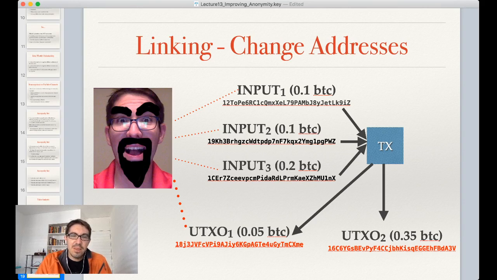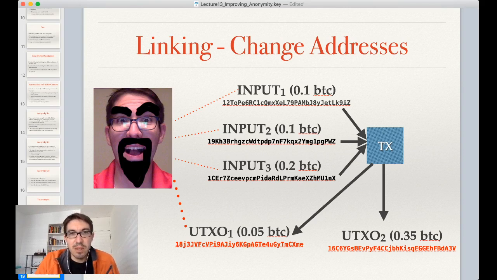A key thing here, a way that you can avoid that. So in the previous example, we were sending a transaction of 0.4 Bitcoin. And in this transaction, we want to send 0.35 Bitcoin. So we have to send all those inputs, right? We can't take a portion of an input. It has to be entirely spent.